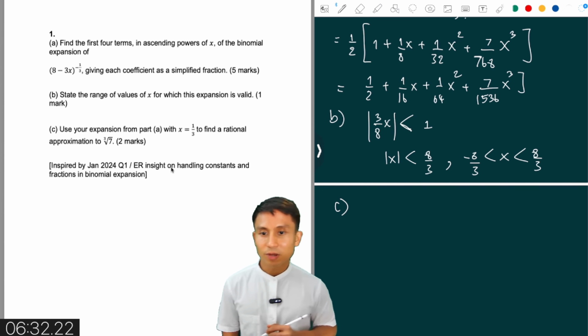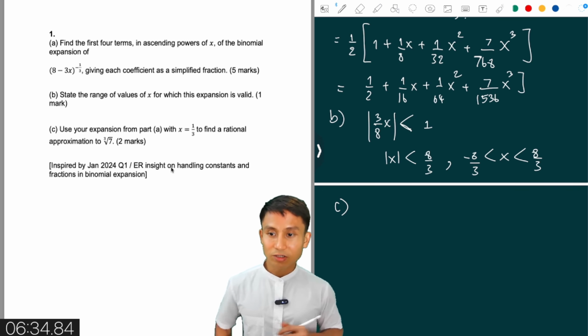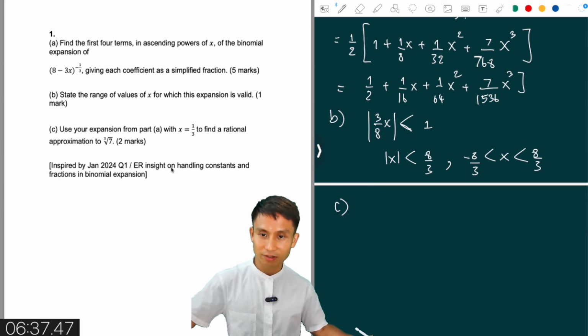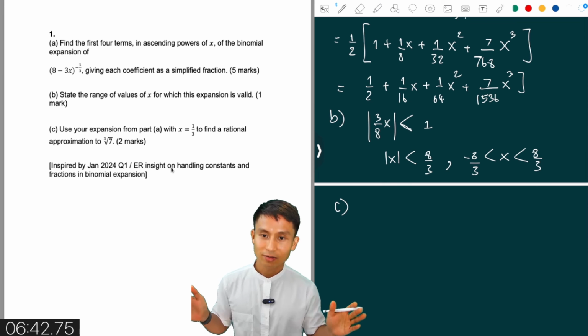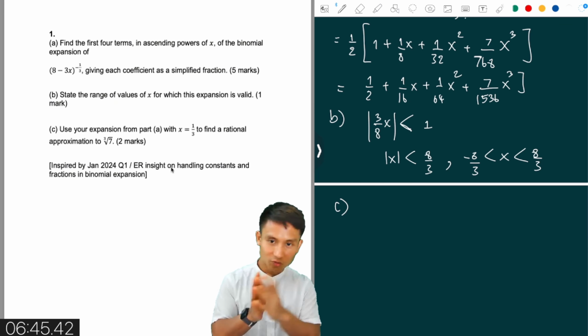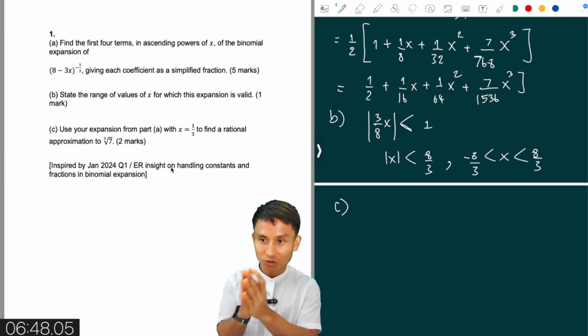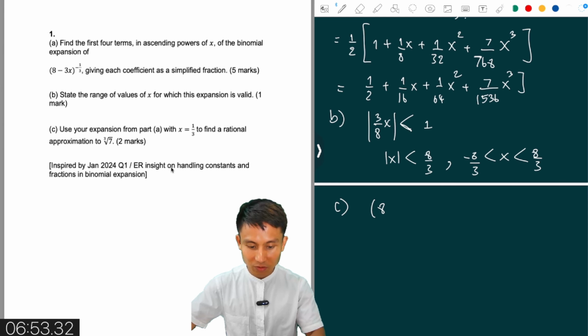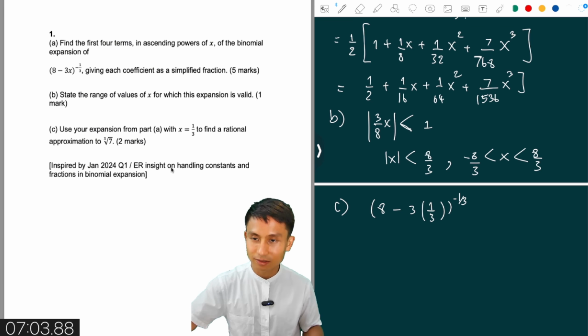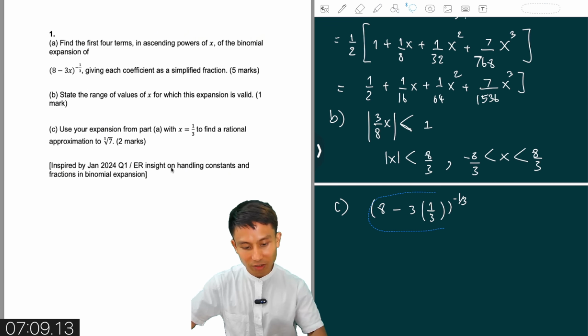C, use your expansion from part A with x equals 1/3 to find a rational approximation of cube root 7. Okay, so this is classic. You need to nail this if this comes up, right? So the thing is, you need to substitute into two parts. You need to substitute into the actual expression there, which is this. So we're gonna substitute that, minus 3 times 1 over 3, to the power of minus 1/3. Okay, that is just the actual expression there.